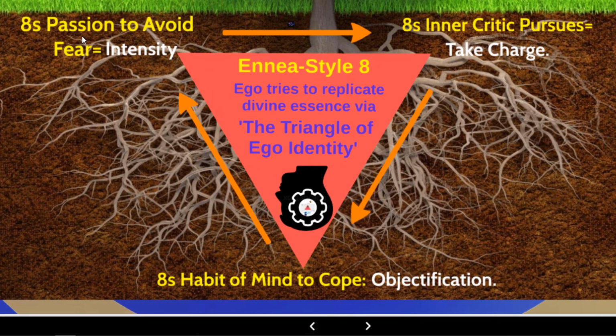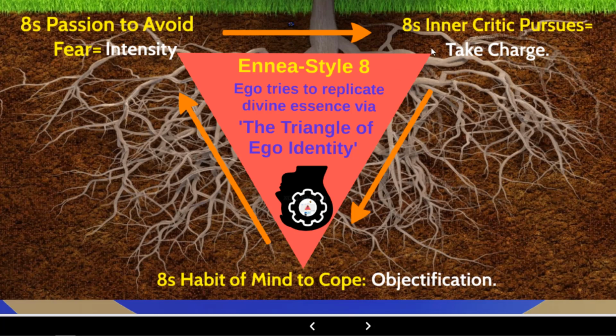So Enneagram Type 8's passion to avoid fear, or method to avoid fear, is intensity, and their inner critic likes to take charge, and that's how they pursue things in life, is to try to take charge and be in control. And the habit of Enneagram Type 8 is to objectify. It's easier to control something if you objectify it, if you don't personalize it, if you just keep it as an object that's over there and not have any emotional investment in it, then it's easier to take charge.